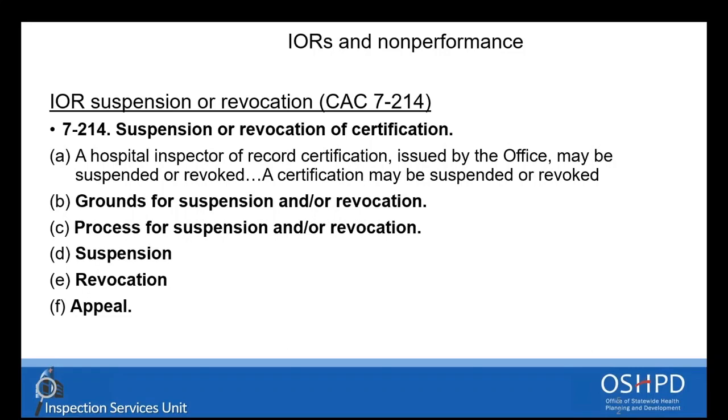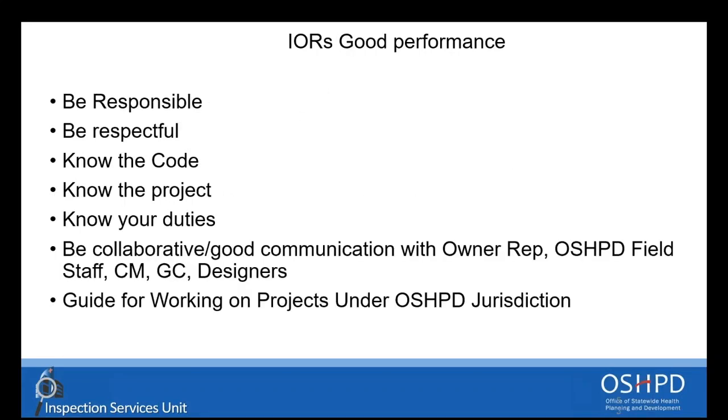And what about the appeal? For the appeal, a final written determination of the office related to the suspension and or for the revocation of the certificate may be appealed by the certificate holder pursuant. I know it's lots of information, but you can find it in the code, the admin code 7214.